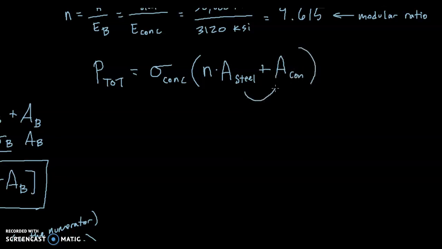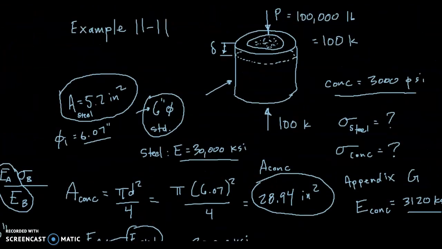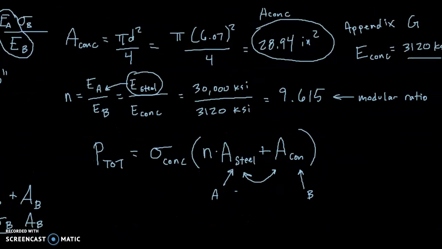That's a common mistake I've seen made, getting these two materials mixed up. We arbitrarily chose to call steel our material A, and so we have to stay consistent with that. This has to be material A, and this material B, in order for this formula to work. So the total load applied to this material was 100 kips.